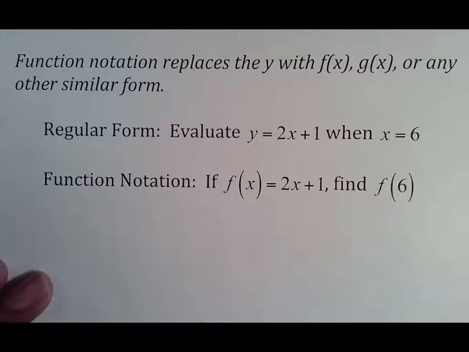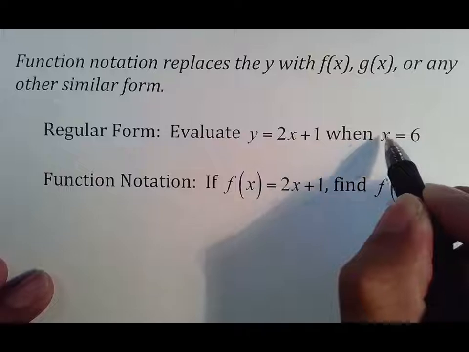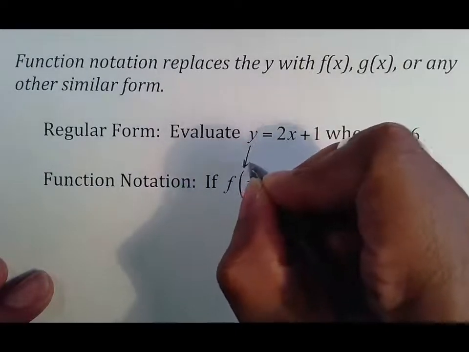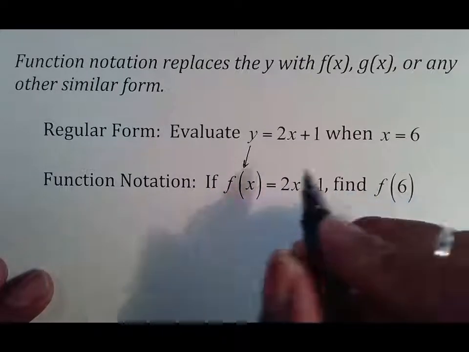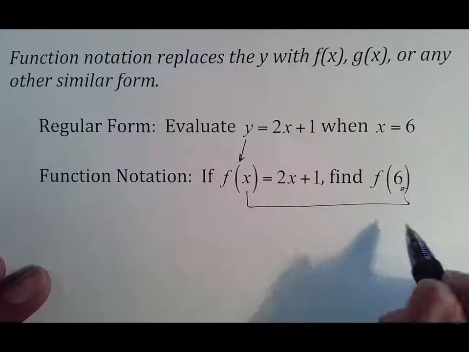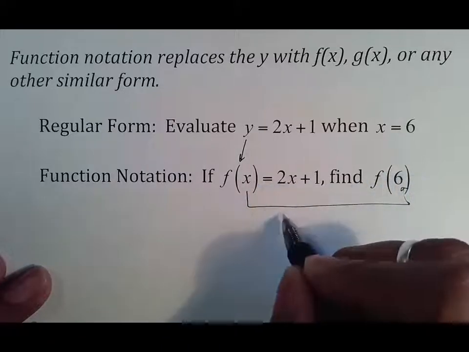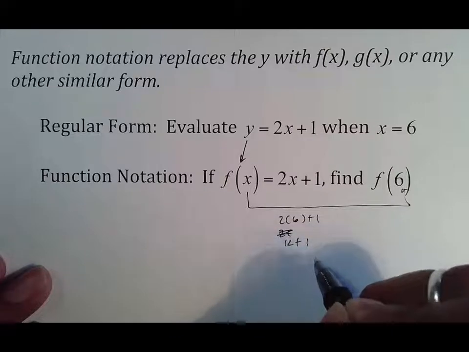Function notation is something else you're going to see. It replaces your y with f of x or g of x or any other similar form. So what you're used to seeing is evaluate y equals 2x plus 1 when x is equal to 6. And what that's going to change to now is if f of x equals 2x plus 1, find f of 6. Notice that this x is turning into a 6, which means that's what they want you to do. So when they say f of x equals, find f of something else, it means take that number and plug it in. So you would just do 2 parentheses 6 plus 1, 12 plus 1, which is 13.